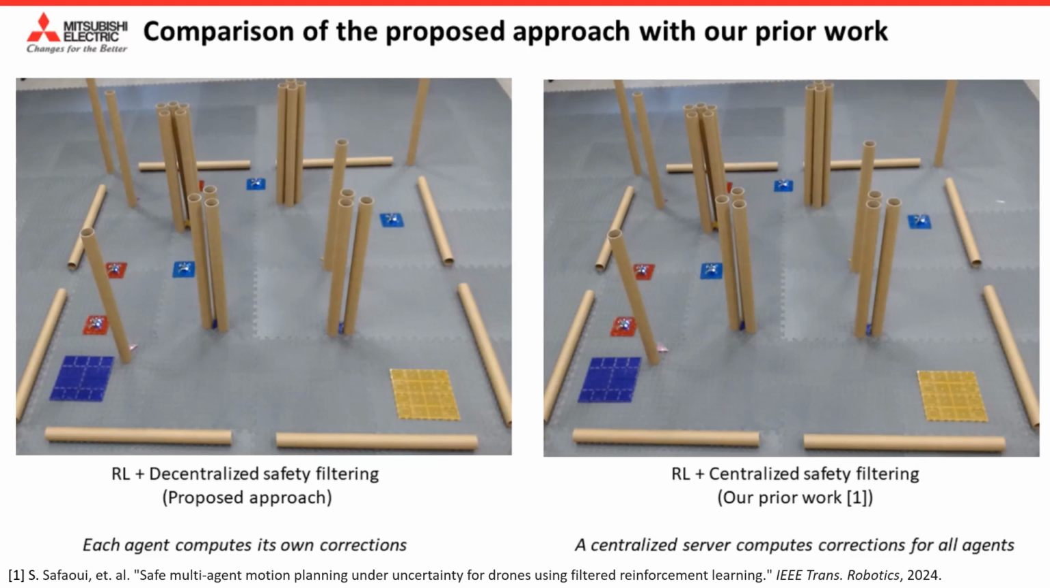On the right, we show the experiments with our prior solution, the centralized safety filtering. Here, a centralized server computes the corrections to the RL based motion plans for all agents to guarantee probabilistic safety.